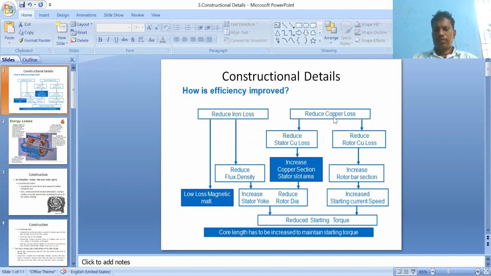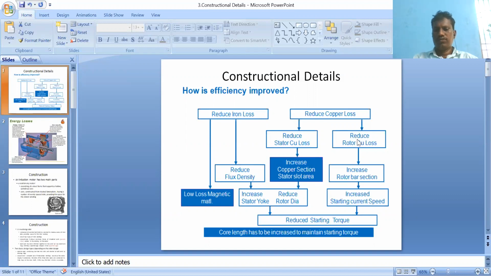And how to reduce the copper losses? The stator produces stator copper losses, and the rotor also produces copper losses. How to reduce these two losses in the stator and rotor? In the stator, increase the copper cross section. Then the rotor diameter also reduces, so the resistance reduces and the copper loss also reduces.